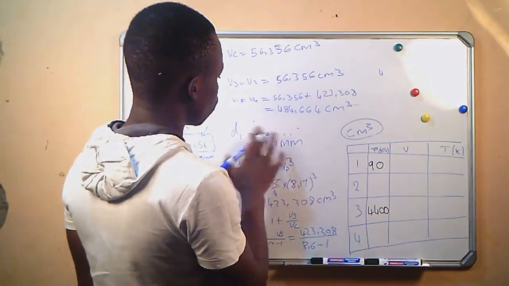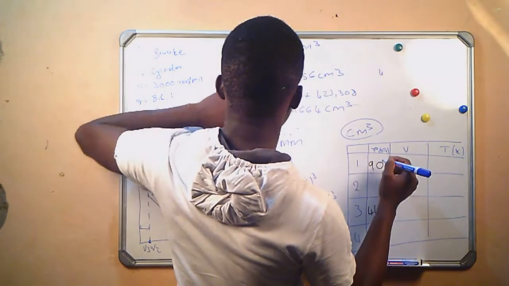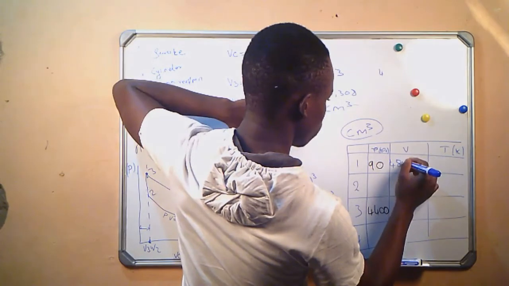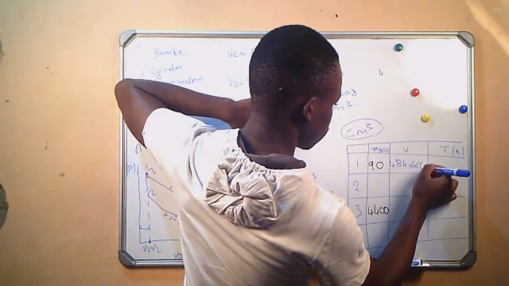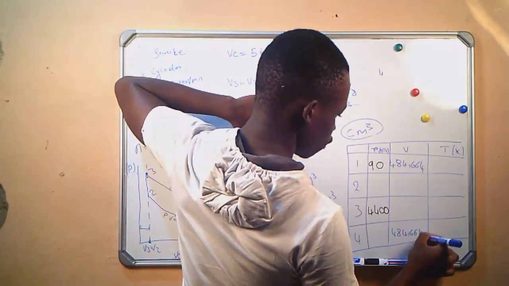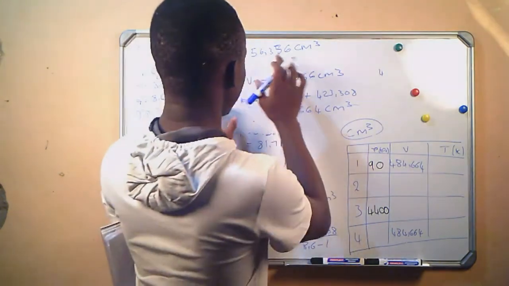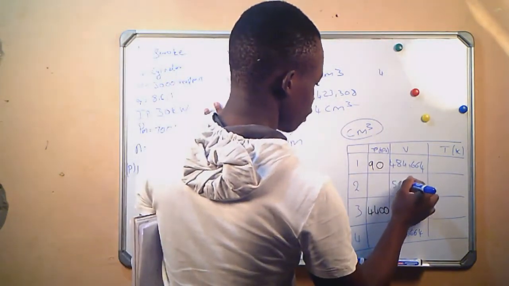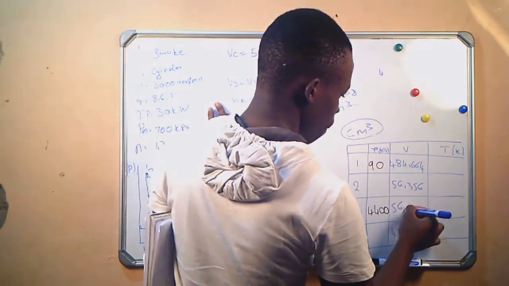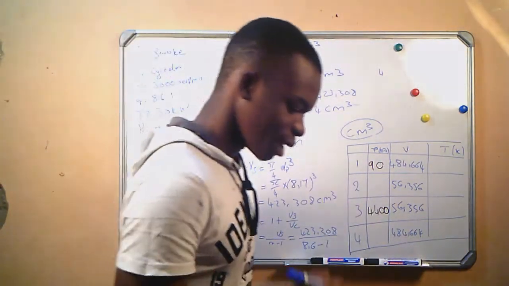And we are going to put them here. Our V1 and V2, V1 and V4, 484.664. Our V2 and V3 is 56.356. And then we are done with question number B. We go to question number C.